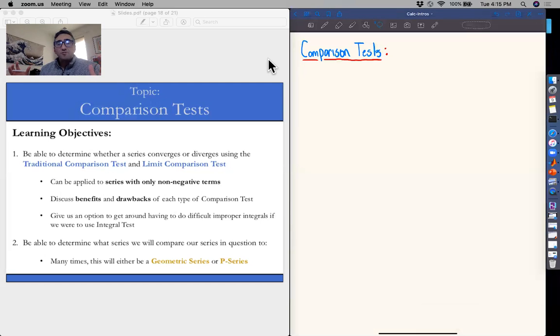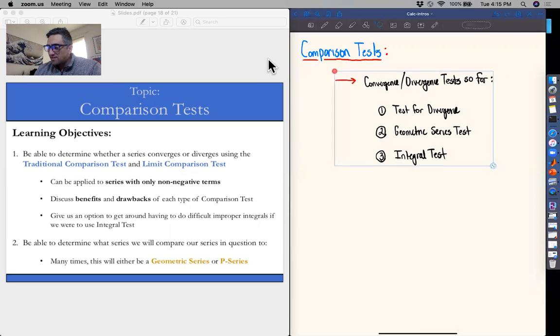All right, so today in class, we're going to cover the so-called comparison tests. And there's two separate comparison tests that we're going to discuss. But before we dive into them, I just want to bring us into context of reminding us where we're coming from so far in the class.